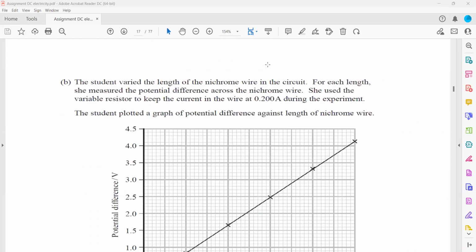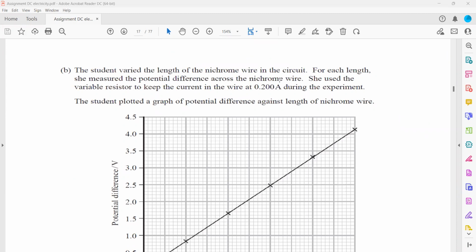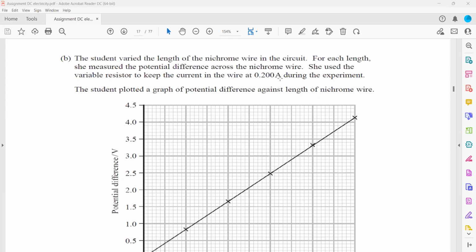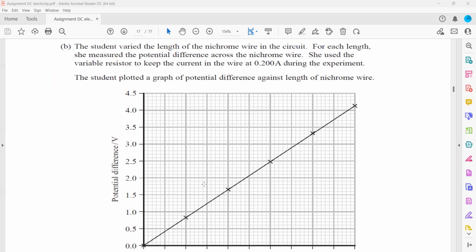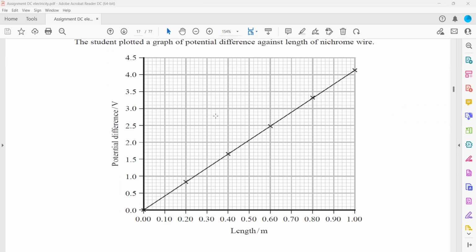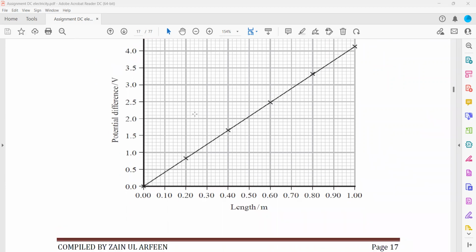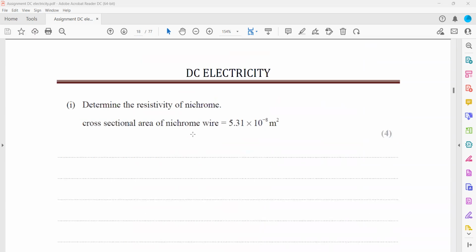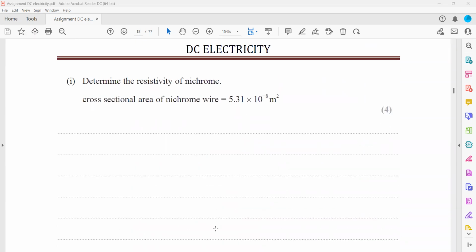The student varied the length of a nichrome wire in the circuit. For each length, she measured the potential across the nichrome wire. She used a variable resistor to keep the current in the wire at 0.2 ampere. During the experiment, the student plotted a potential difference against length graph of the nichrome wire. So, the student plotted a graph between voltage and length, changing the length of the nichrome wire used. She is measuring a voltage plot. Determine the resistivity of nichrome. The cross-section area is given.